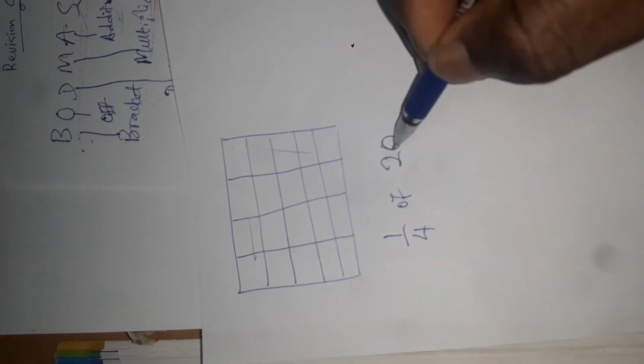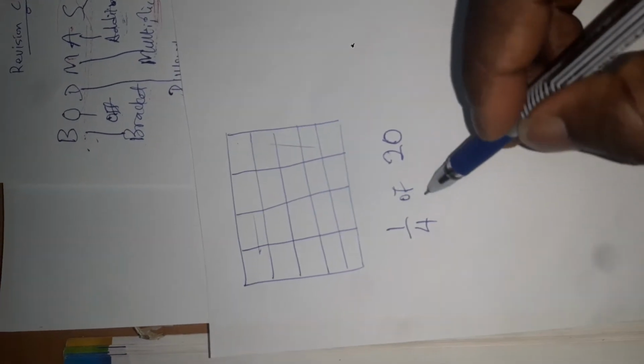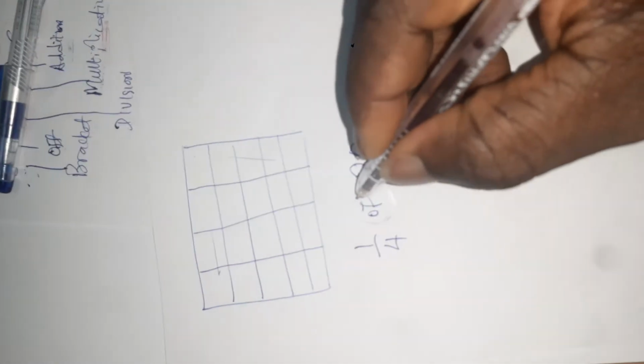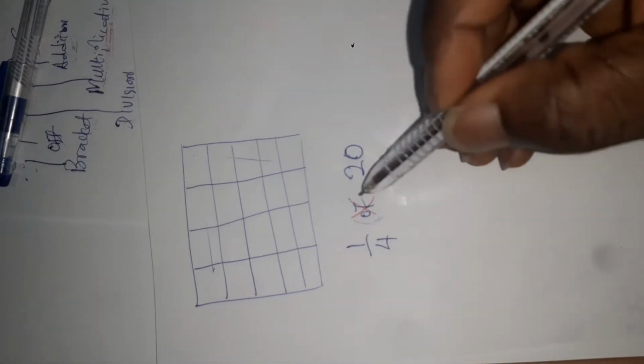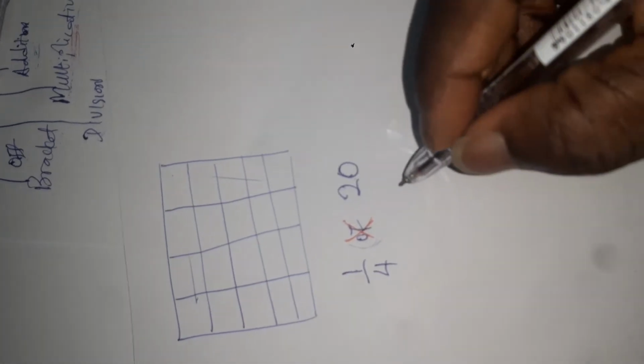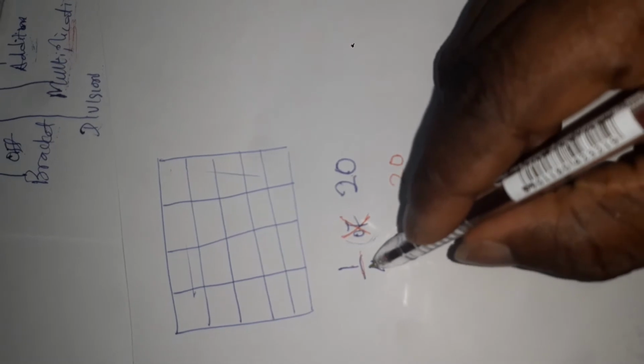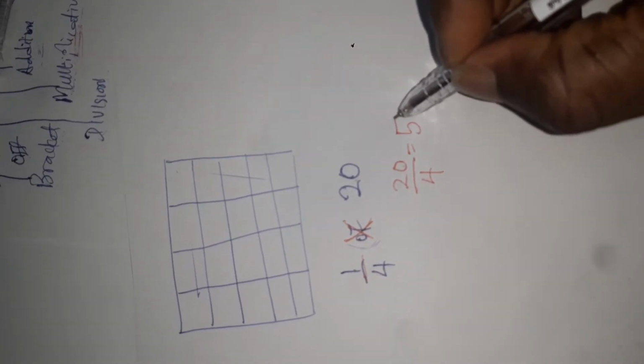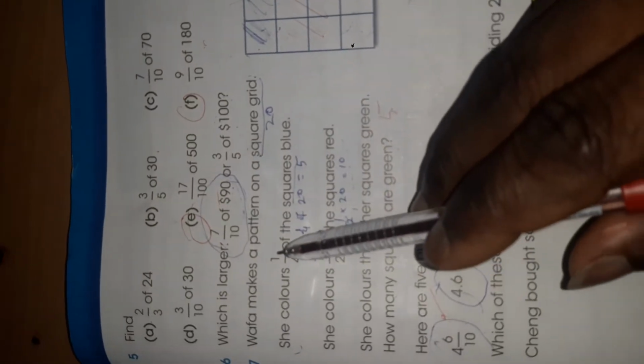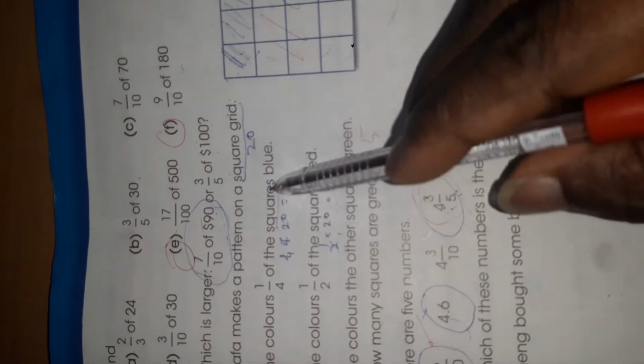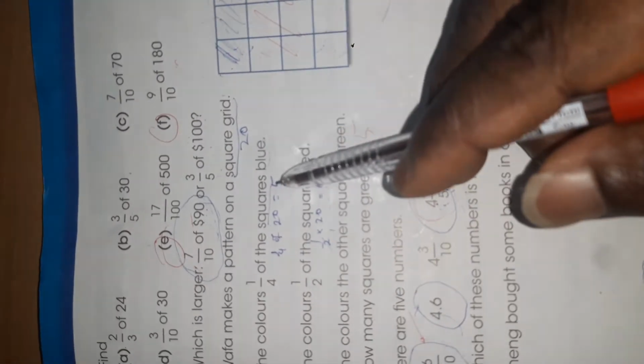Is 20. Now in mathematics, I told you that your "of" is what? Multiplication. So you're going to change this to multiplication. Can you see? Times, multiplication. So if you multiply 1 by 20, you have 20, and then division, divided by 4. So 20 divided by 4, you have what? It's 5. It means that she colors 1 out of 4 of these squares blue. It means your answer is 5.